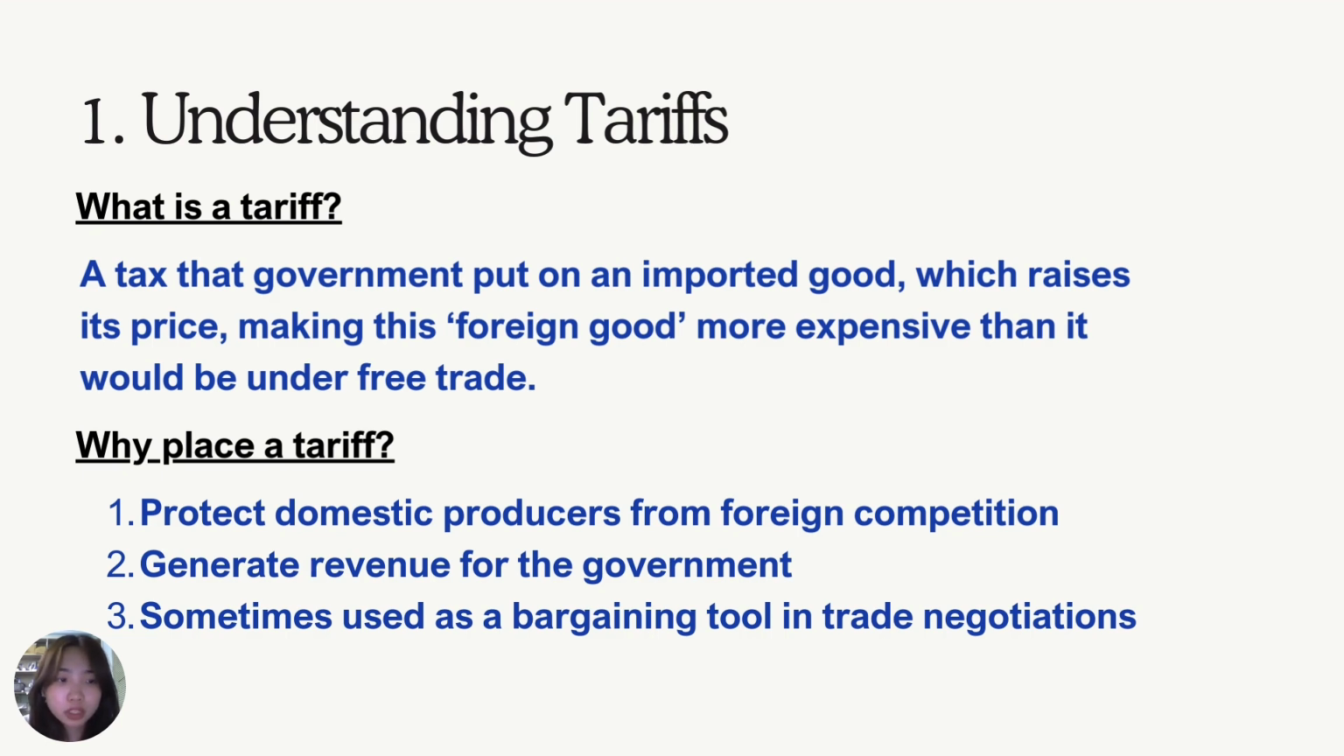So why would a government place a tariff? Well, the objective of placing these tariffs is to protect domestic producers from foreign competition. And then the government can generate tax revenue for itself, and a tariff is also sometimes used as a bargaining tool in trade negotiations.